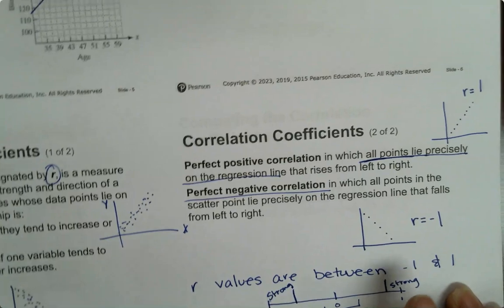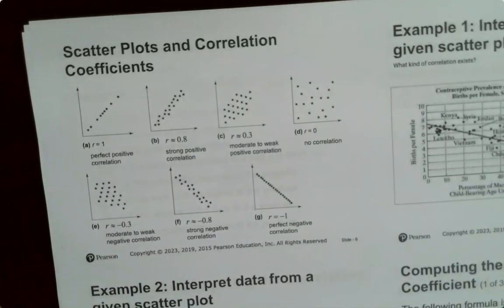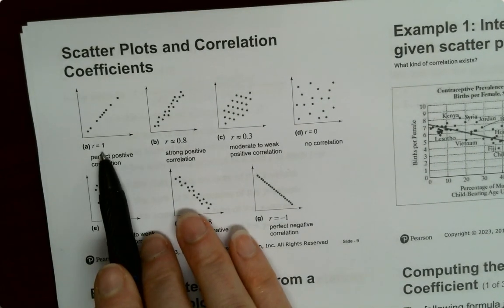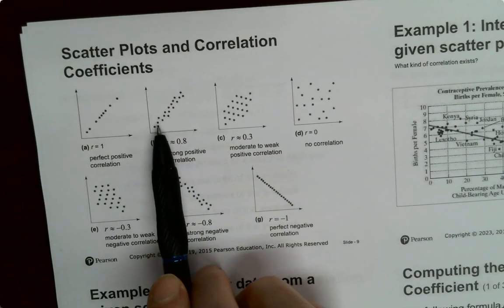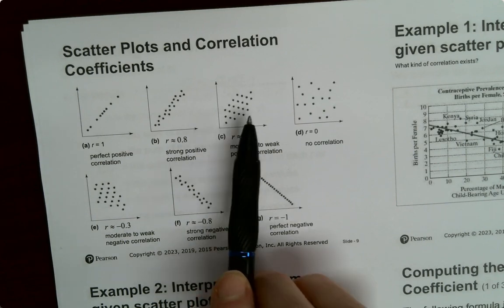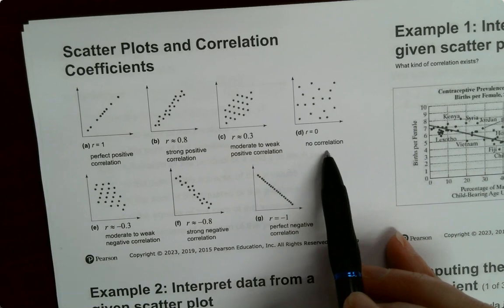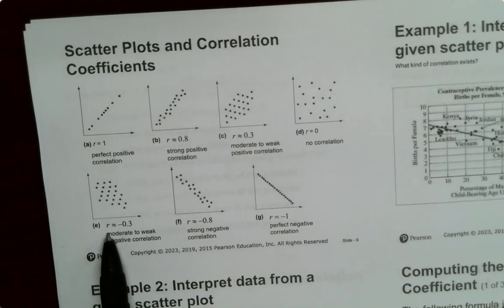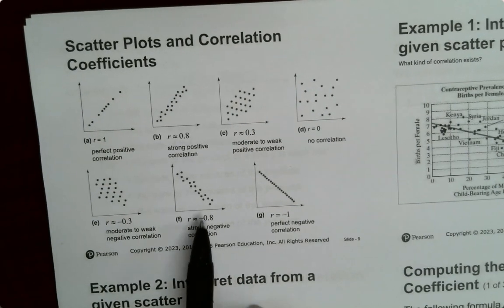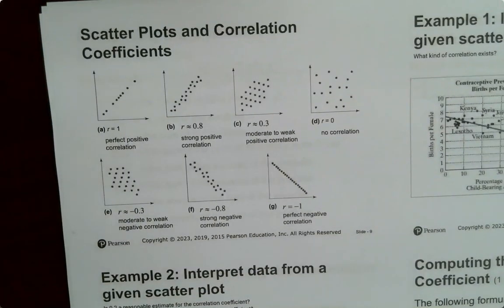So like I said, our calculator can find the R value for us. Here is what different scatter plots look like according to R value. So that's perfect positive. 0.8 is still positive, it's just not in exactly a straight line. 0.3, it's still positive, but it's really spread out. And then 0 is no correlation. Then we go negative 0.3, downward trend, but not in a straight line. This is more of a line, but it's at negative 0.8 going downhill. And then this is a perfect negative correlation.